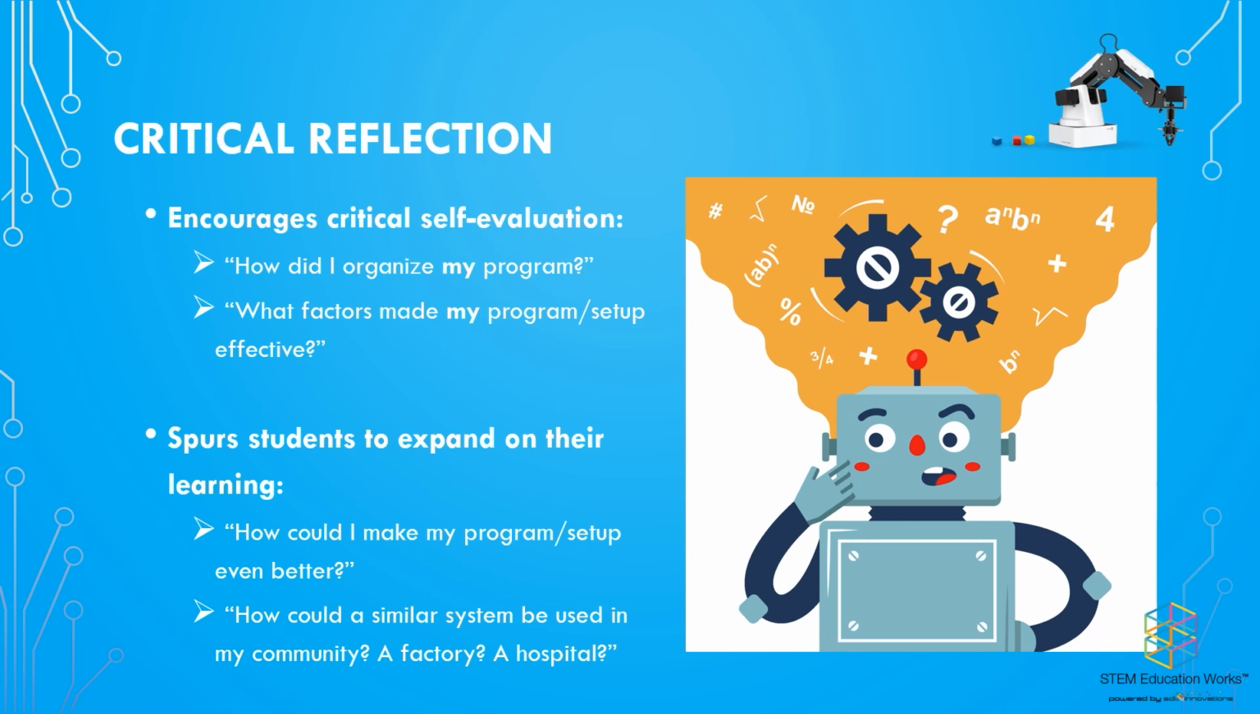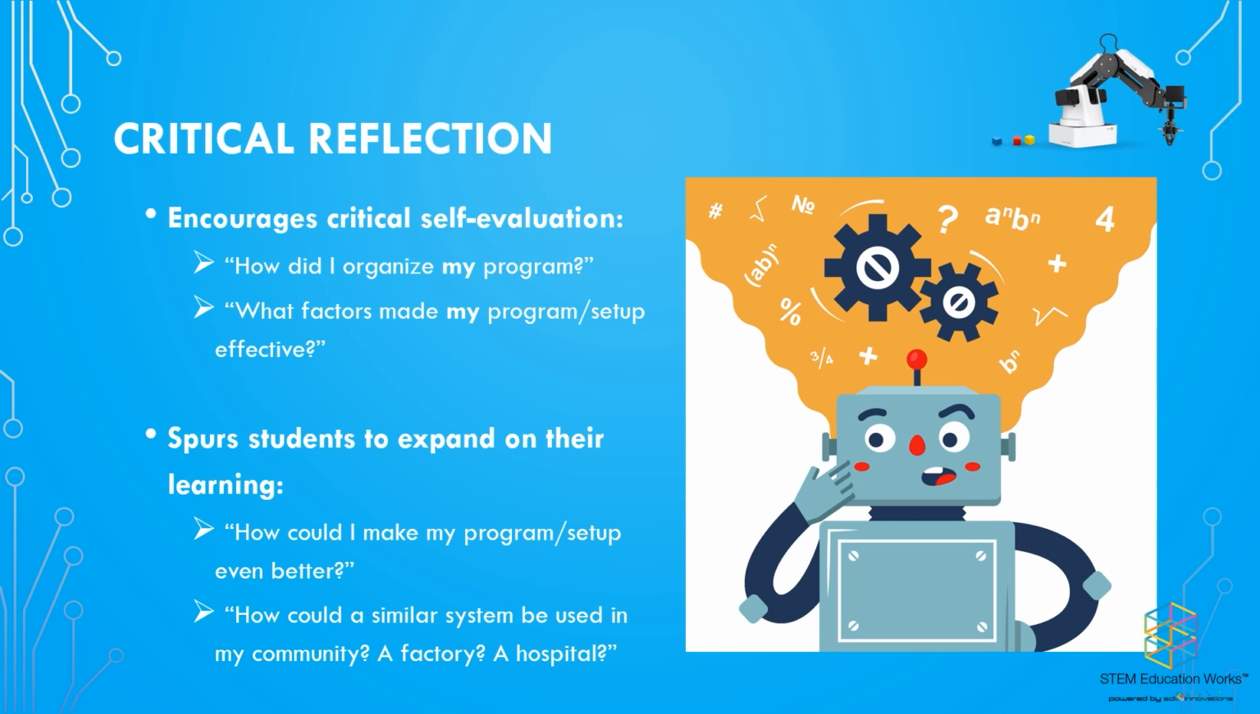And the reason why is because students really get a sense of ownership when they get their hands on something, when they actually build something, when they actually are able to program a robotic arm from the ground up. And this very much gives them a sense of ownership in their work. It also spurs students to expand on their learning.